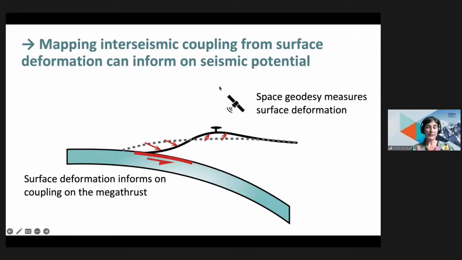So using space geodesy, we can measure the ground deformation. Here you see the subduction, and here you see the plate interface that is locked in between earthquakes and that is moving during the earthquake. By measuring the deformation above this, you can get information about what happens on the plate interface. So space geodesy can be really useful for seismic hazard assessment and most probably also for tsunami assessment.